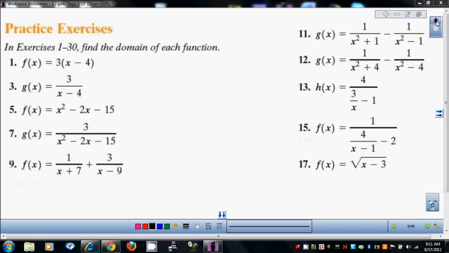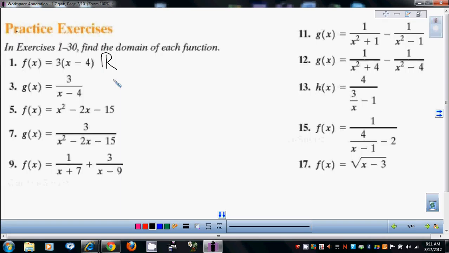Number one, is there a radical? I say radical. Cube root wouldn't matter. It has to be an even radical, but I'm pretty sure all the ones we're going to do are going to be square roots. So, anyway, does this have a radical or a denominator? No. So it's all real numbers, which you could write as negative infinity to infinity. You could write all real numbers. Whatever. You could write it in set builder notation. I'm just not a huge fan of that.